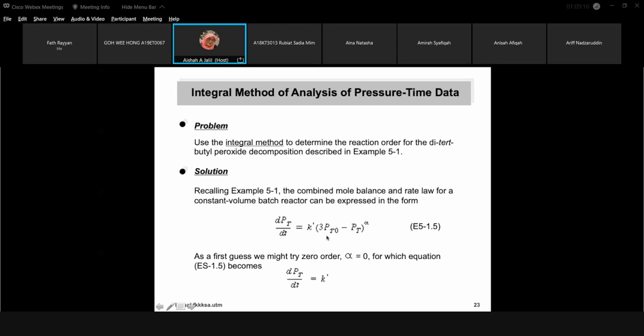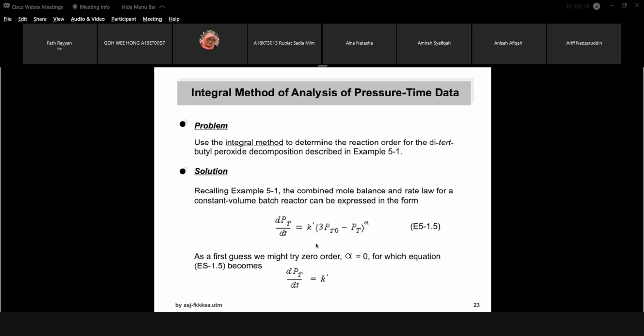Hello? Ya Allah, tuanku tak ada orang jawab. Dengar tak? Dengar doktor.